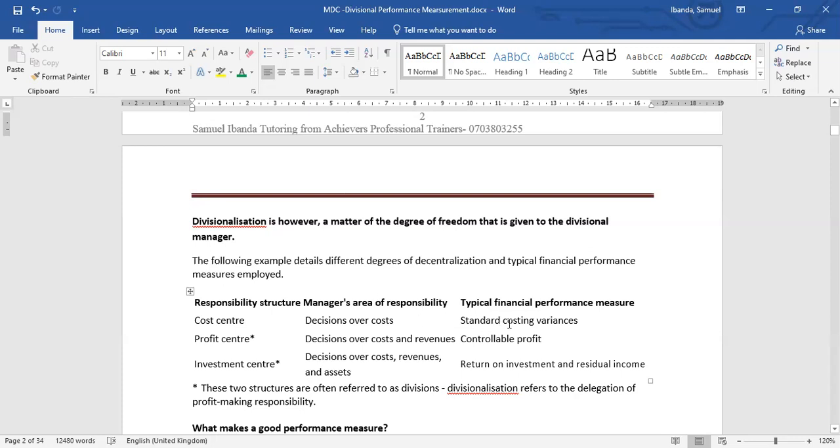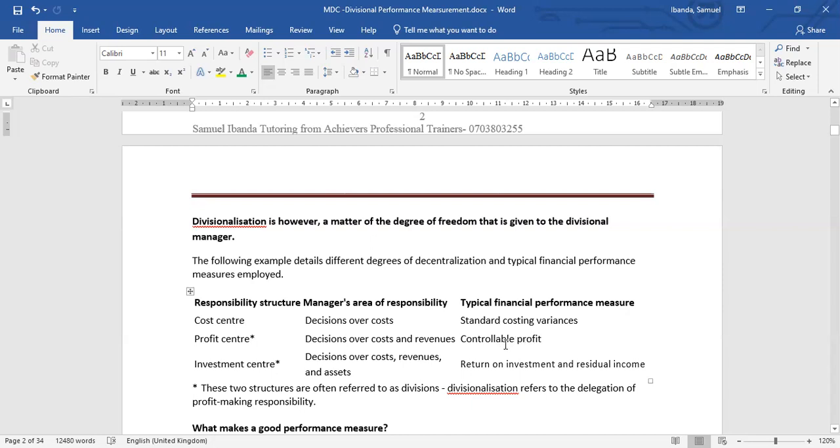Then from there, we should be able to get our standard cost variance, the difference between what they have spent vis-a-vis what should be the standard cost, which gives you a standard costing variance. Similar to profit center. Now, when it comes to profit center, this is where we are saying that the manager is responsible for both revenue and costs. And here we are trying to say that the typical financial measure here should be the controllable profit.